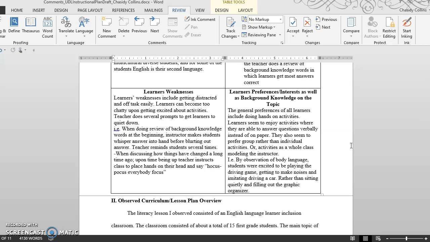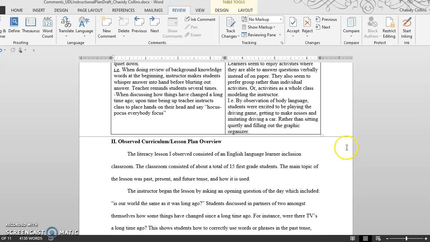The learners' preferences, I noticed as a whole, were that the learners enjoyed activities that were verbal and hands-on. For instance, one activity in the video is where the learners got to play the driving game. At a period, you would put your hand up and make a skirt sound. And the learners really enjoyed that. And they even got to signal the hand motion of driving.